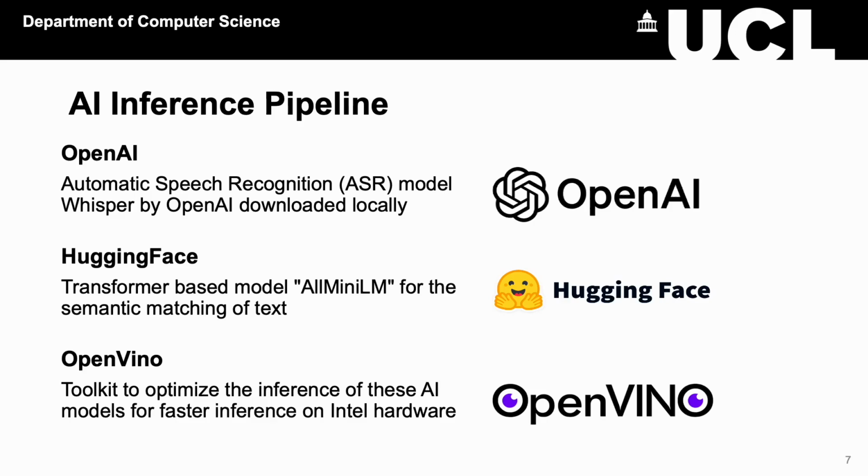To further enhance the performance, we use OpenVINO, a toolkit used to optimize these AI models for faster inference on Intel hardware, making our pipeline both efficient and scalable. OpenVINO also ensures our models can be run on NPUs, GPUs, as well as CPUs to meet the requirements of our Intel partners.